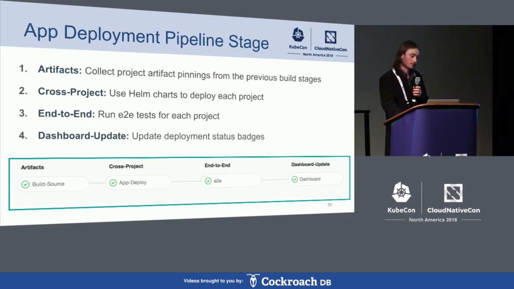And that's where this next stage comes in, where it collects the artifacts for all the projects built, then uses Helm to deploy that app, and Helm lets us basically template in the exact version we want to use, so a Docker image tagged with the hash based on the actual release we built, and then an end-to-end test, and then we can update the dashboard and go, it succeeded.